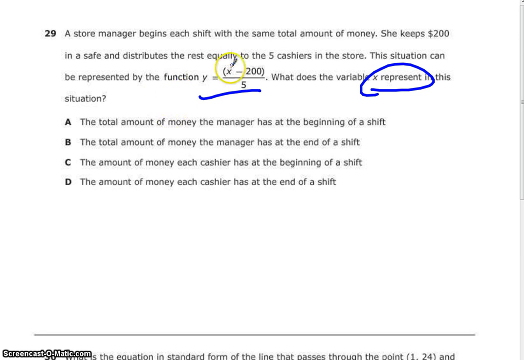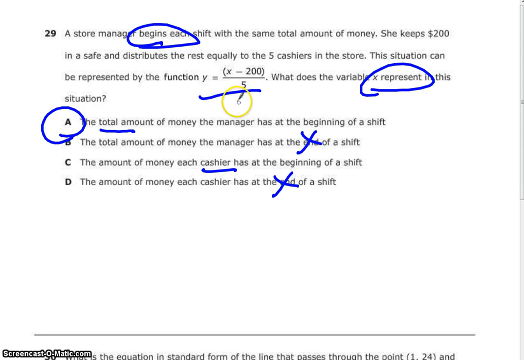The situation can be represented by this function. So is it the total amount of money at the beginning, at the end, or the amount of money each cashier has at the beginning or end? Well, first of all, is it talking about the beginning or the end? What are they talking about? It begins each shift. So it's not the end. So is your x representing the total amount you have or the amount that each cashier has? It's going to be the total amount that you have. She has this much, she pulls 200 out for the safe, and then she divides it by 5 because there's 5 cashiers.